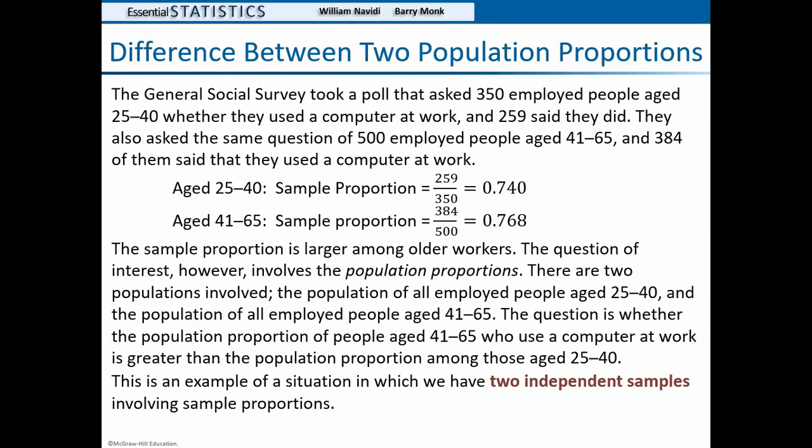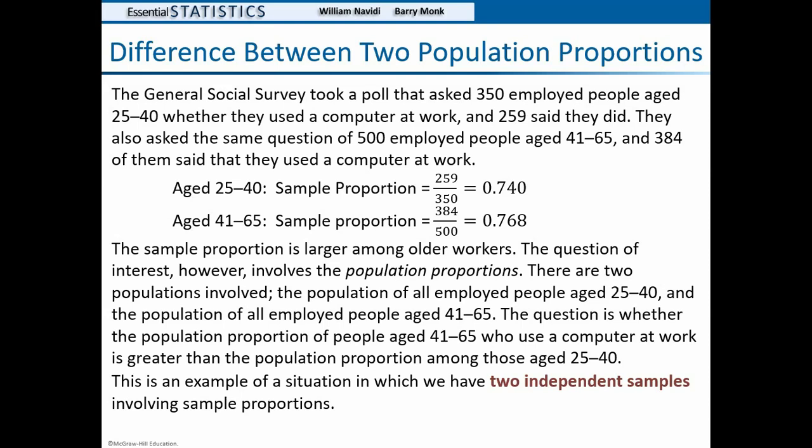So if we calculate the proportions for each of those two groups, we're going to assume the first one was the age 25 to 40, 259 out of the 350. If we do that proportion, we get a decimal of 0.740, or 74% of those did use a computer at work in that age group. For the age group 41 to 65, those proportions were 384 out of the 500 polled. That was 0.768 as a ratio, and then 76.8%.